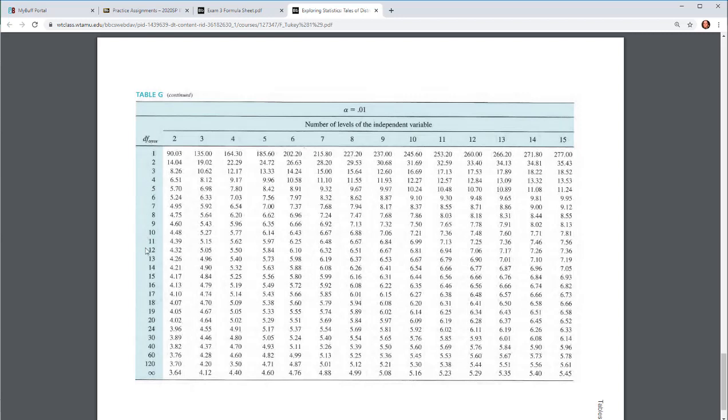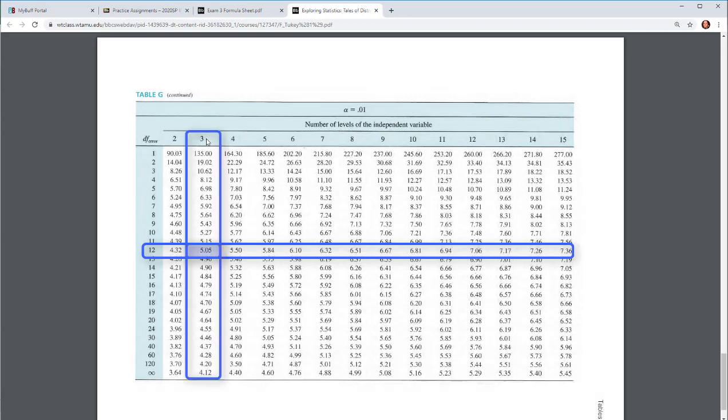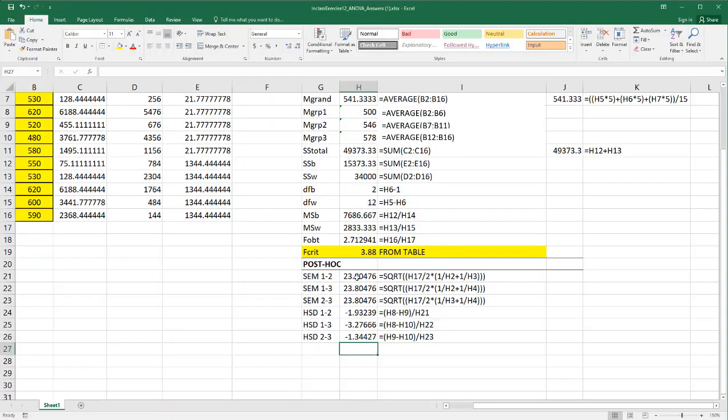So degrees of freedom for error is going to be 12, right? So n minus k. This is not actually degrees of freedom. If you look, it's the number of levels of the independent variable. So our independent variable in this case is the type of school, so there's 3. So on 3 and 12, our cutoff is 5.05, and we find that none of those exceed 5.05 in absolute terms.